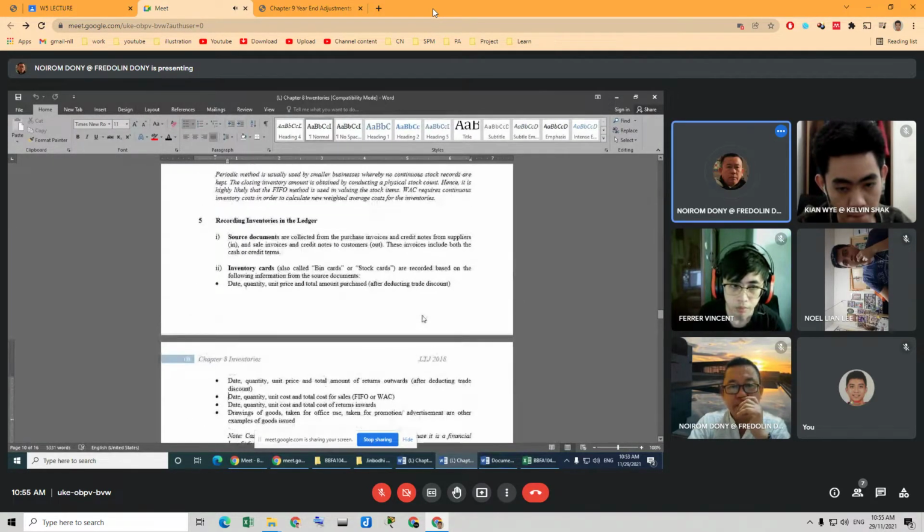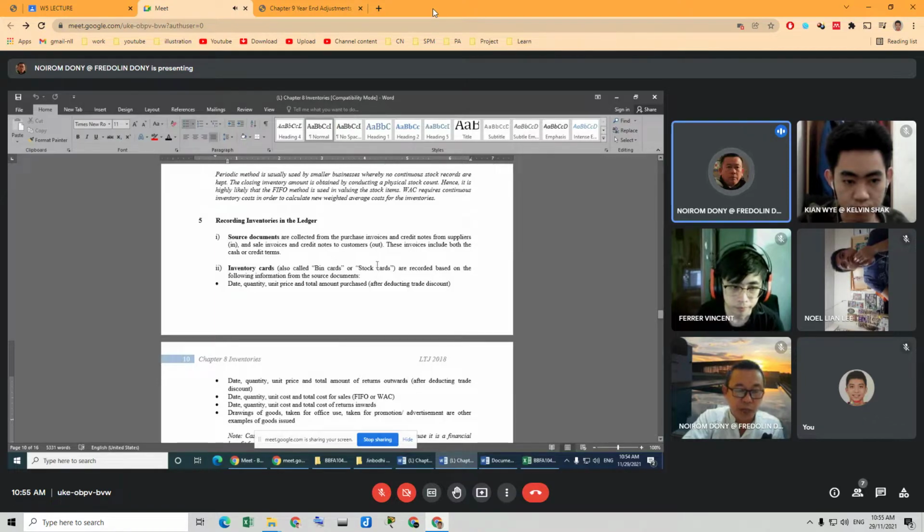This one, huh? So recording inventory in the ledger. Remember, when we record the inventory in the ledger, we need a source document. And what are the source documents? We have purchases invoice, sales invoice, credit notes. Yeah, that is the source document. And we need to record in the inventory card. The inventory card is the one that we are preparing in the perpetual method. That is also known as bin card or stock card.